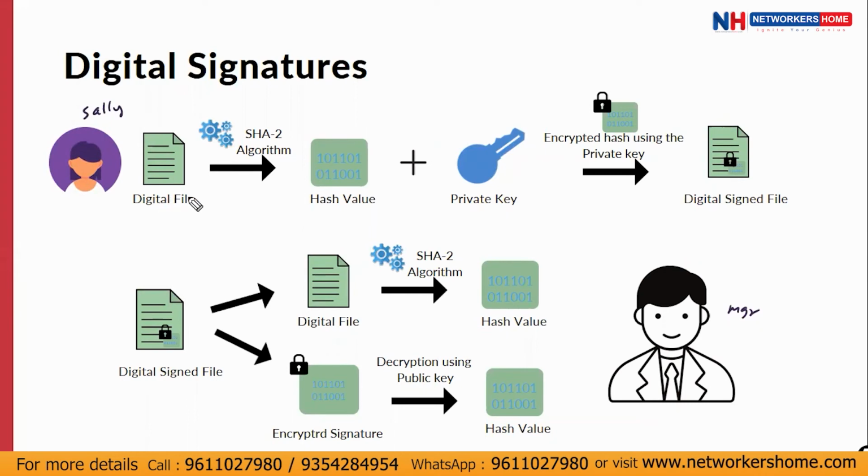Sally will compose the file. Let's call it the digital file, accounting file, whatever, CSV file, Word file, Excel file, whatever. Before Sally sends the file, she is going to run that file through some checksum algorithm. Let's call it a SHA-2 algorithm, like SHA-256, SHA-128, some algorithm like that. So Sally will take the digital file and run it across the SHA-2 algorithm. What do we get? We get a hash value. The hash value is unique based on the content of the file.